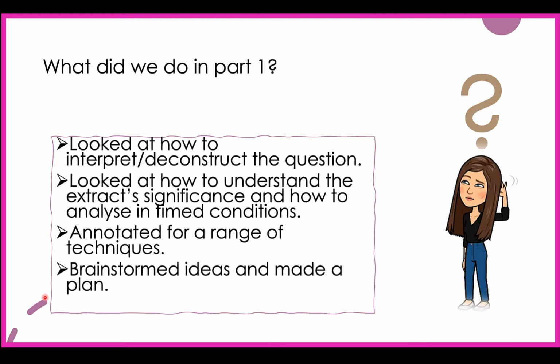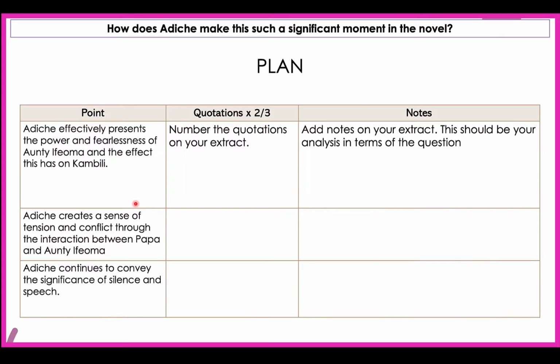In part 1 we looked at how to deconstruct the question, interpret what it means, just to understand what it is that we're looking for. We then looked at how to understand the extract's significance and how to try and analyse in time conditions. We annotated for a range of techniques and language, and then we made sure that we had a plan. So at this point we have a clear plan, we have quotations that we want to use, and now we just need to know how to formulate all of our ideas into an essay.